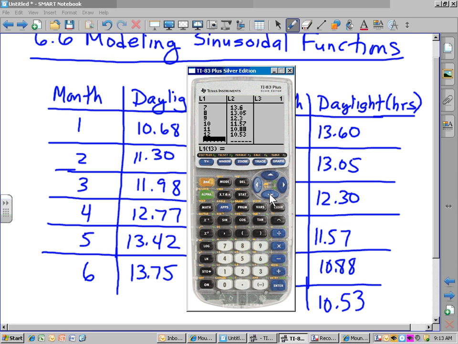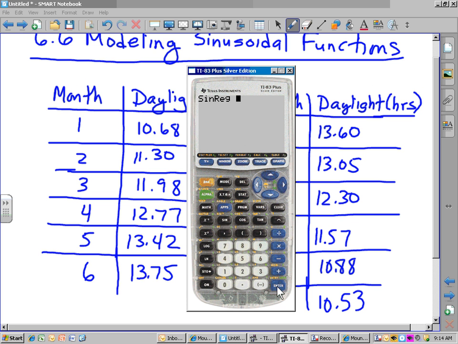Anybody still typing them in? Okay. All right, so we're going to do a regression. We're going to go to Stat, then to the right, to Calculate. You can push up once to go to the very bottom of the list, the very last regression. When we've done regressions before, we did linear, quadratic, cubic, quartic. Sine regression is the very last one. That's what we're going to pick.